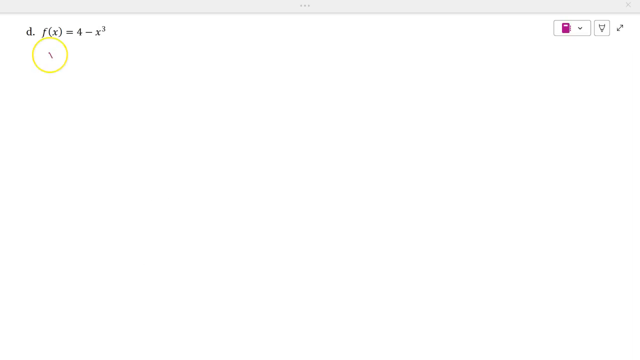So we'll start by rewriting y equals 4 minus x cubed, and then I will exchange x and y, and then solve for y. I'm going to move this around. I'm going to move the y over to the other side and the x to the other side, just so it'll be positive. Y cubed equals 4 minus x, and then we'll take the cube root of both sides.